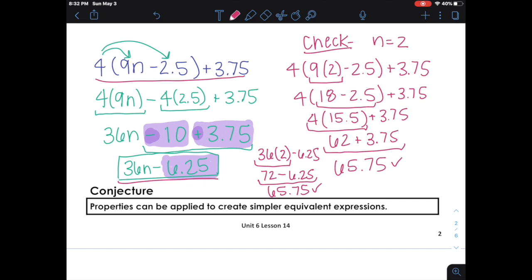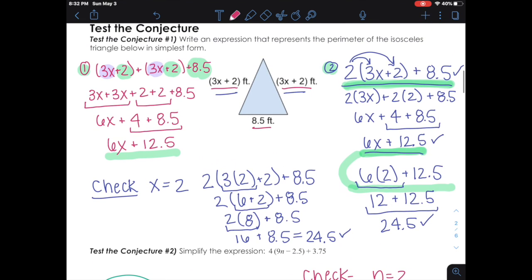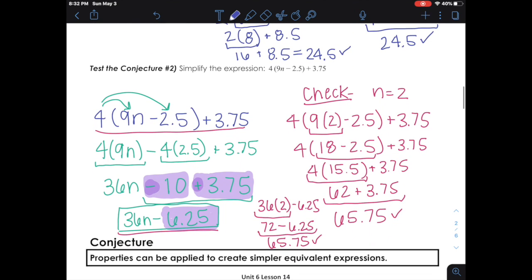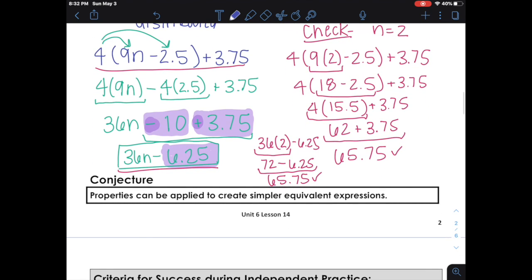So our conjecture stated that properties can be applied to create simpler equivalent expressions. That is very true. On test the conjecture number 1, we applied 2 different properties. Here on number 1, we applied the commutative. We grouped those like terms and then added them together. We combined them. On number 2, we did the distributive property. And finally, on test the conjecture number 2, we also applied the distributive property. So properties can be applied to create simpler equivalent expressions. This is true.